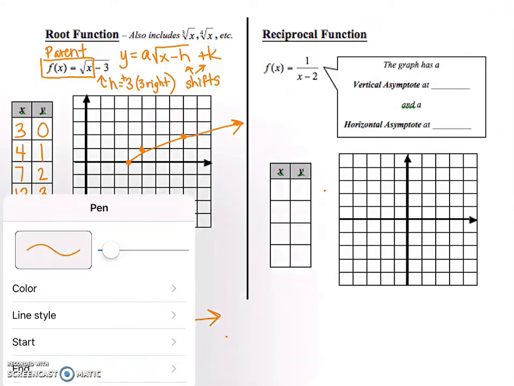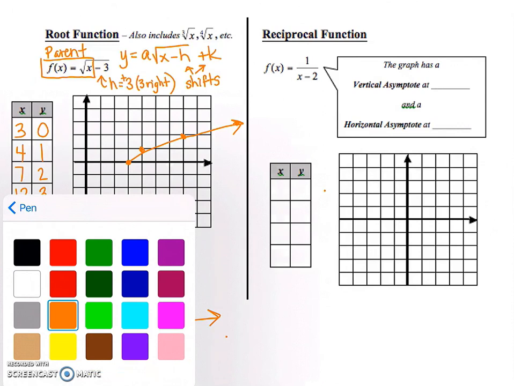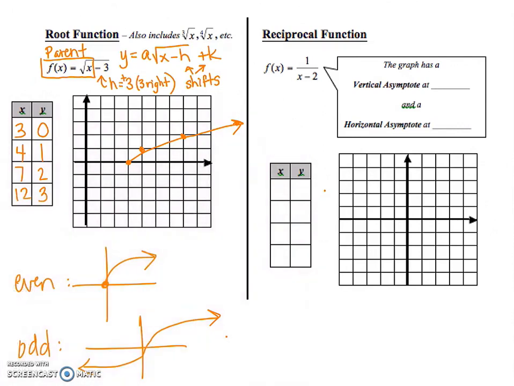Now my parent graph, hopefully you remember this, the parent graph for a square root function is always 0, 0, 1, 1, 4, 2, and 9, 3, right? That right there is the parent graph. So that's the graph that we're shifting around left or right, and if there's an a value, then we might be stretching it or shrinking it as well.